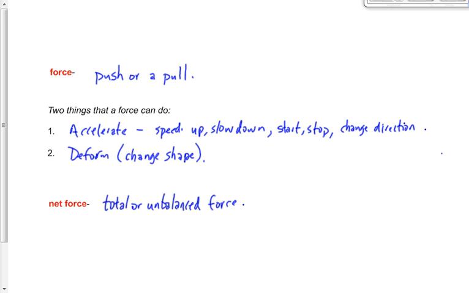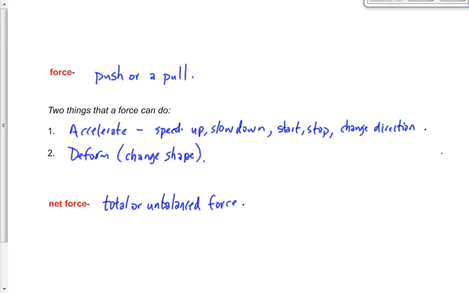Now listen very carefully. I'm going to give you a couple more definitions here. But remember this right now as we go through these definitions. It is a net force that causes motion.